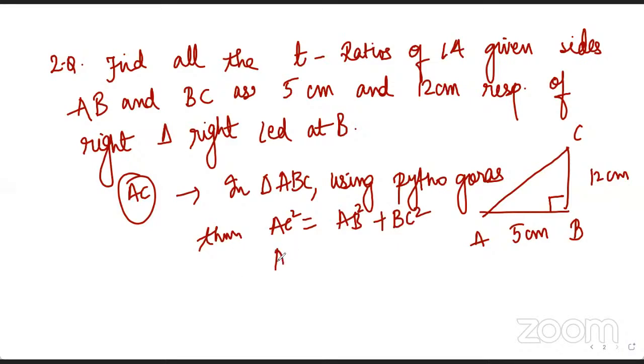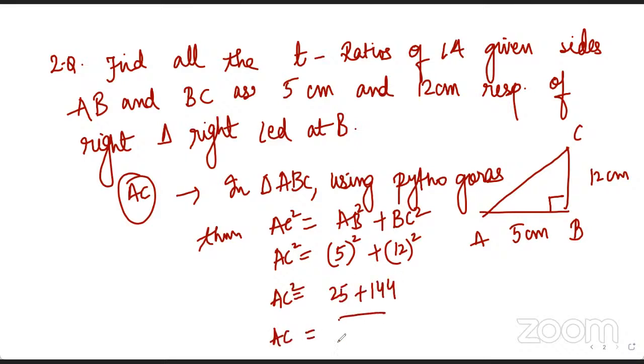Okay, therefore AC square will be equal to 5 whole square plus 12 whole square. So AC whole square will be 25 plus 144. AC will be under root of 169. Therefore, AC will be equal to 13 centimeter. Now my AC has come out to be 13 centimeter. Now I can easily find all the T ratios.